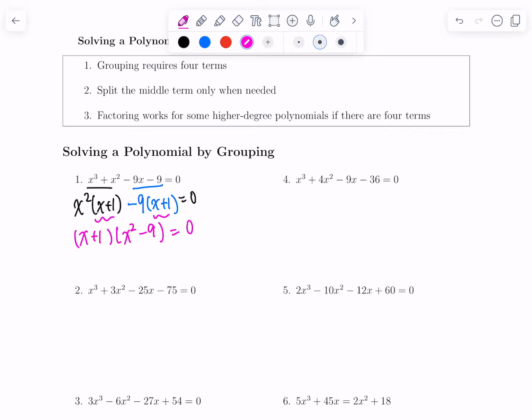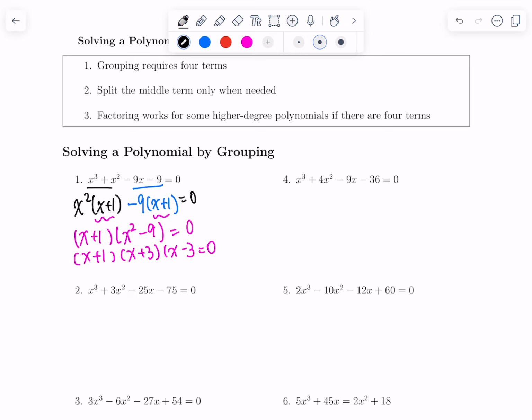Since these are x squared and 9, they're both perfect squares, which means I can keep factoring, using a plus b times a minus b equals a squared minus b squared. So we got x plus 1 times x plus 3 times x minus 3 equals 0.